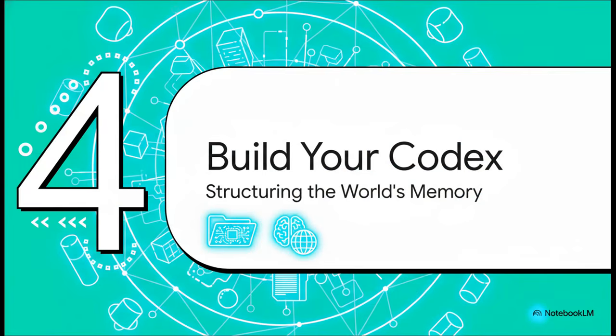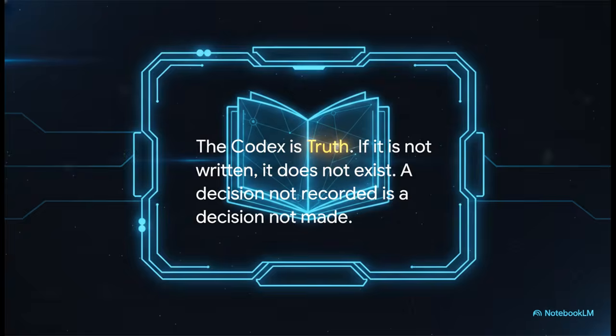Okay, now let's move on to the codex. And remember, this is not just a collection of files. This is a central shared memory of your entire realm. So you can probably guess that building its structure correctly is a really critical step. And this is probably the single most important rule of the entire realm framework. The codex is truth. If it is not written down in the codex, it does not exist. Every decision, every result, every little piece of context has to be recorded here. A goal that's not written down, it's just a wish.